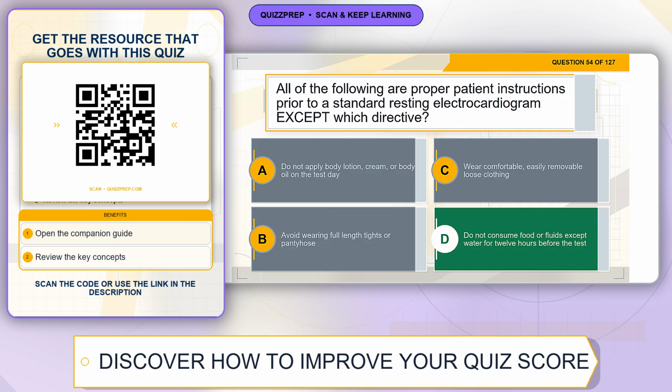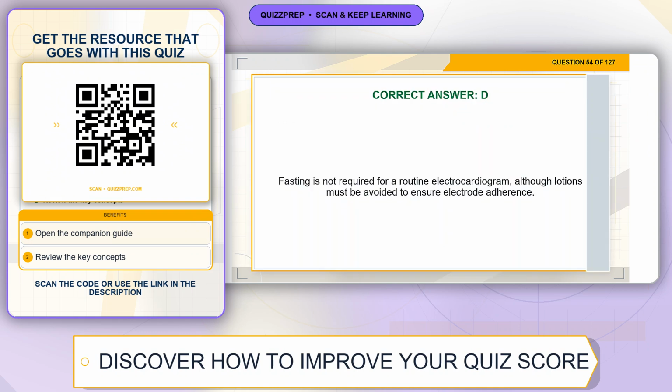The correct answer is option D, do not consume food or fluids except water for 12 hours before the test. Explanation. Fasting is not required for a routine electrocardiogram, although lotions must be avoided to ensure electrode adherence.